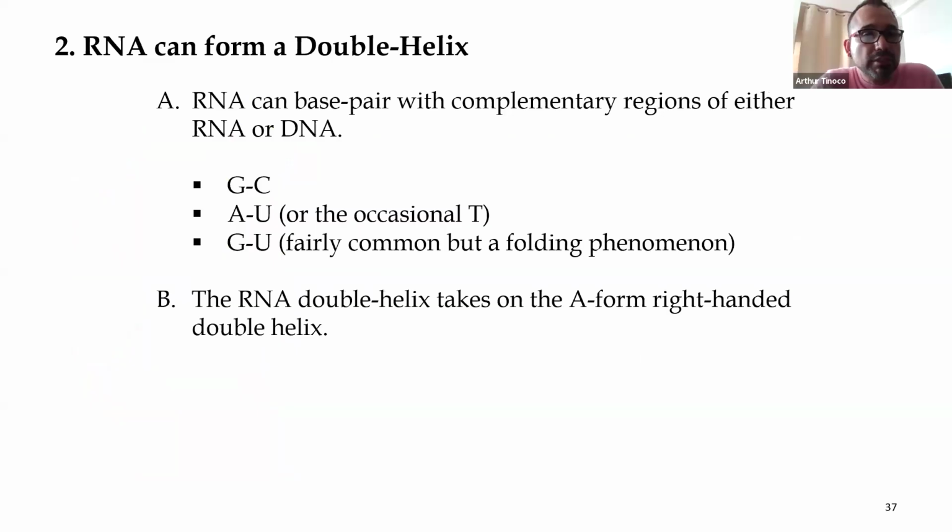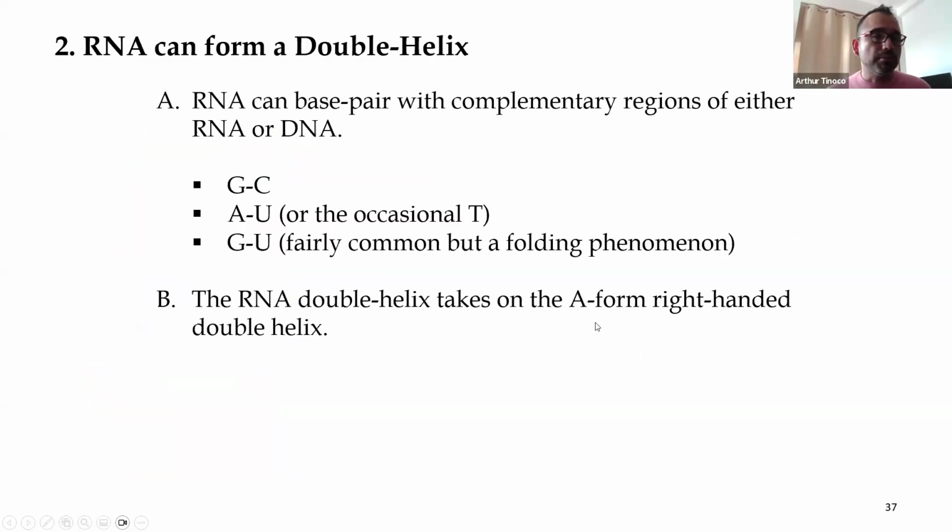The RNA can form a double helix. So RNA can base pair with complementary regions of either RNA or DNA. And so these are the common types of base pairings that you can see. The RNA double helix takes on the A-form right-handed double helix structure.